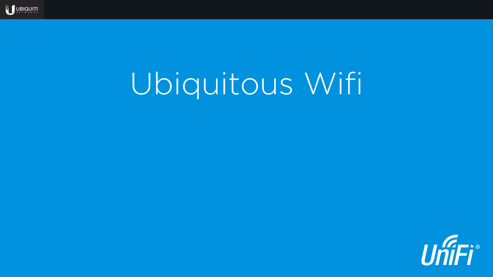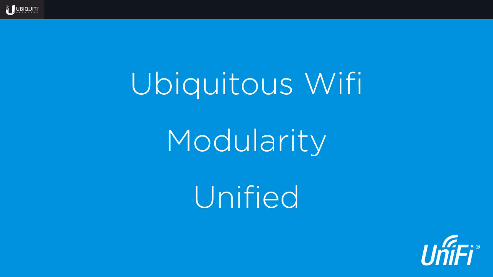The other is about how Ubiquiti's Unify suite of products is a very modular design. So I'm going to talk a lot about modularity. And then thirdly, you're going to see how a Unify environment has a very centralized control structure. So I'm going to talk about the unified experience of the Unify product suite. So that's it for a very brief intro. Let's go and jump into it.